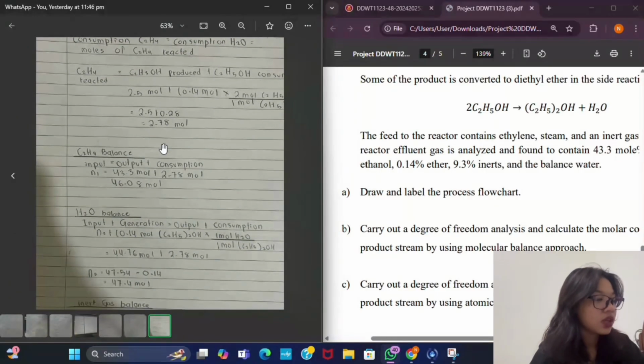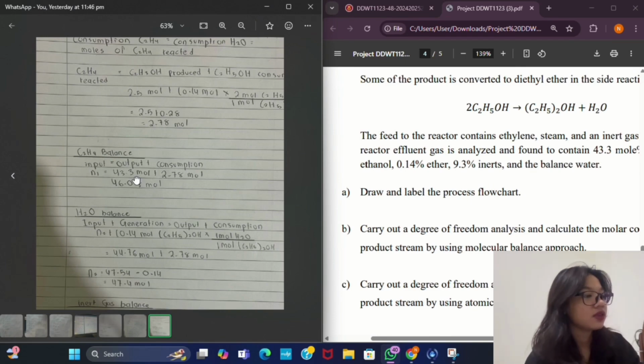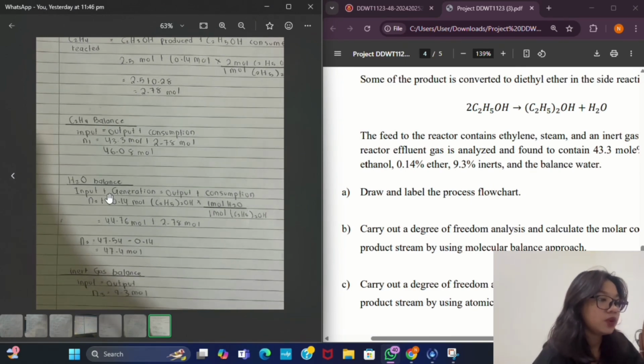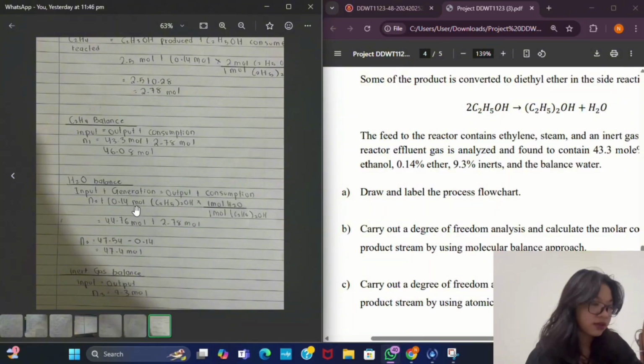So from the C2H4 that we got, we can calculate using the molecular balance. So here we need to know the equation first. So the equation for molecular balance we get here: input plus generation is equal to output plus consumption. So the input we need to look at in the input part of the flowchart. Generation we need to look at in the chemical equation on the output side, and the output here we need to look into the output flowchart, and the consumption here we need to look at in the input chemical equations.